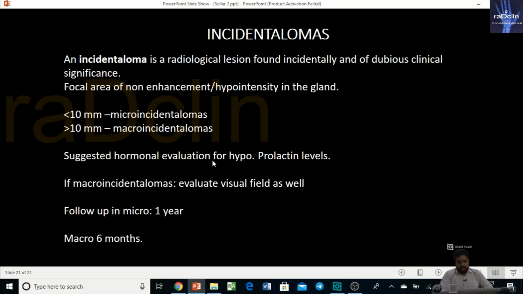Now, how to approach it? We need to suggest a hormonal evaluation for any hypofunctioning of the pituitary gland, and the prolactin level as well. If there is a macroincidentaloma, the chances are high that it can involve the optic chiasm. So we should advise the patient to get visual field testing. For follow-up, for microincidentaloma we follow up after 1 year, whereas for macro, we follow up after 6 months.